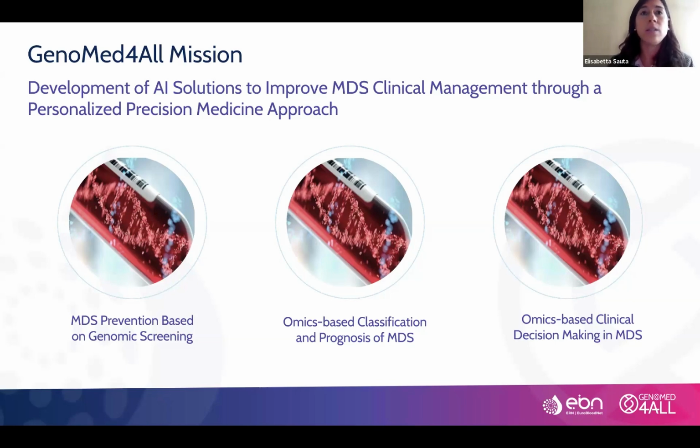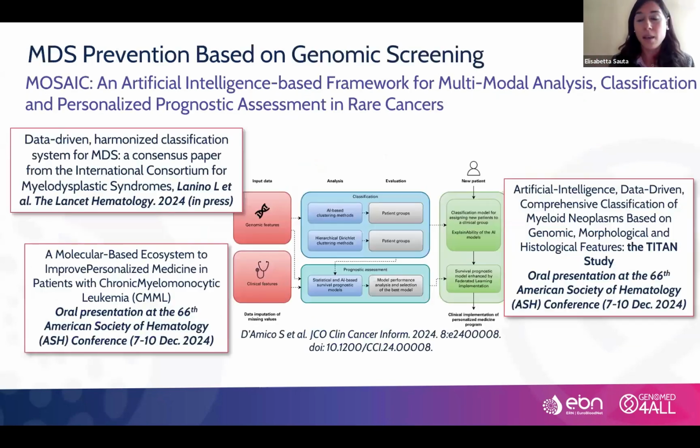And the final goal defined by the omics-based clinical decision-making in myelodysplastic syndrome is having a clinical decision support system that can help clinicians in selecting the best treatment option for this patient and improve the diagnosis and the prognosis of this patient, especially for the transplantation policy for this patient.